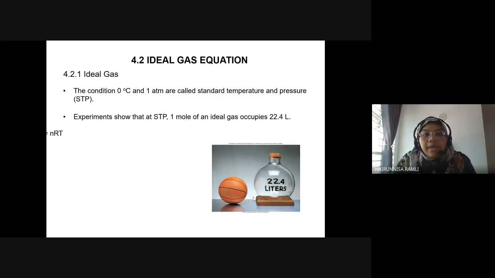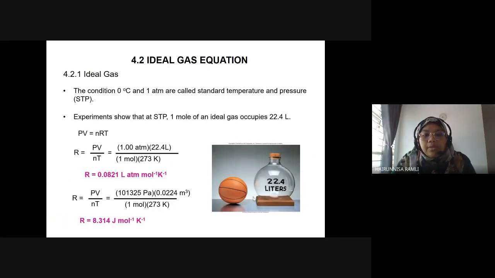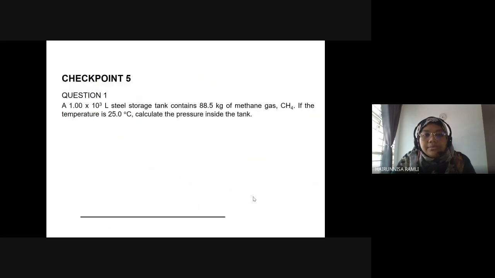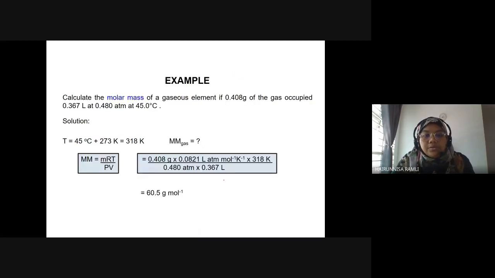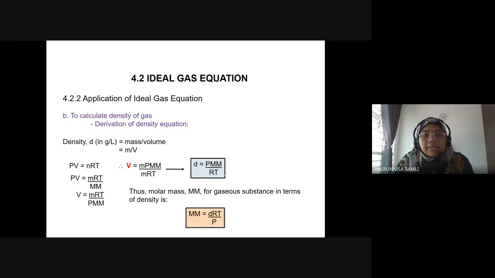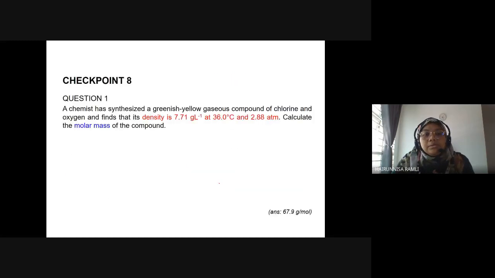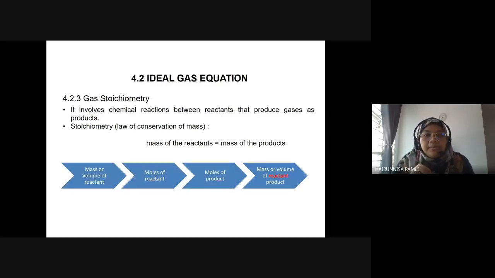From this PV = nRT, you can also play around with the equation to calculate the molar mass, by having this formula: molar mass equals mRT over PV. You can also calculate the density, where we relate the mass and the volume. Lastly, from this PV = nRT, you can also relate the reactants and the products by using gas stoichiometry. Let's say if you want to get the product's mass, you can get that from the reactants' information given. So this is all done, right?